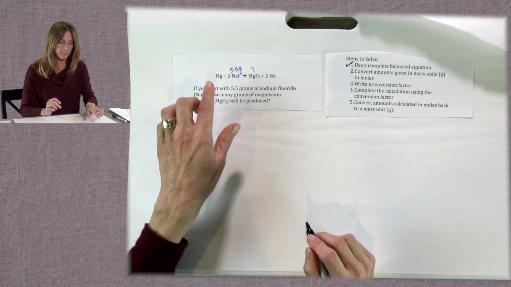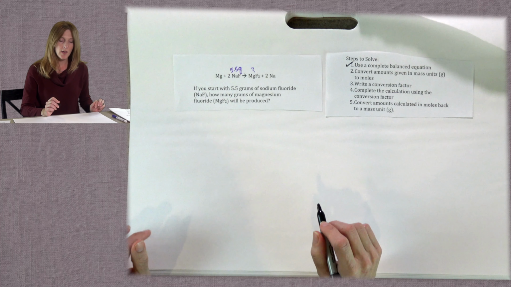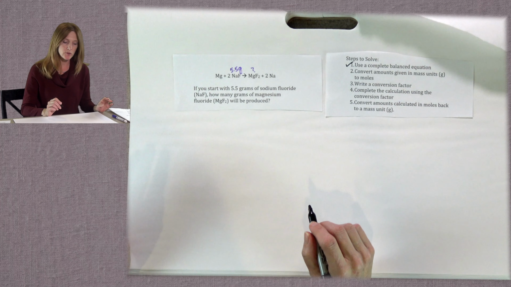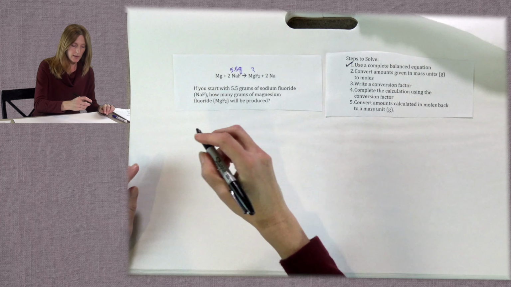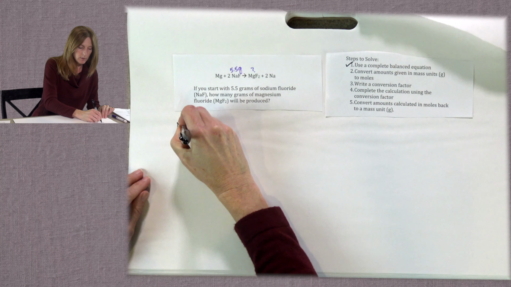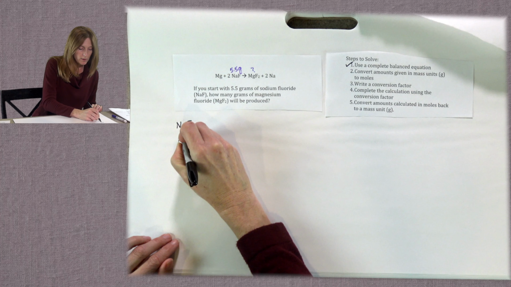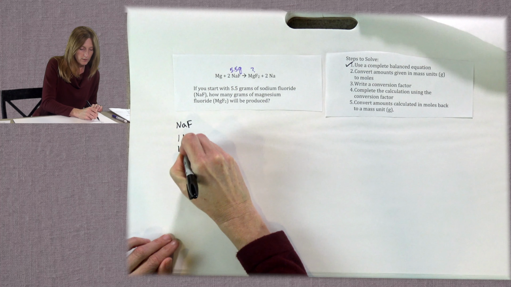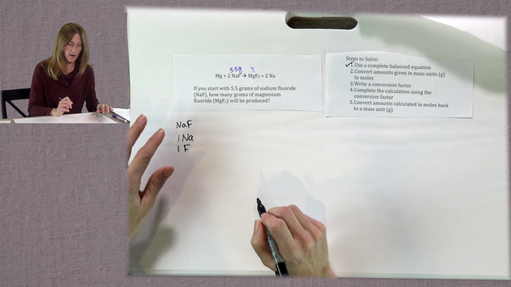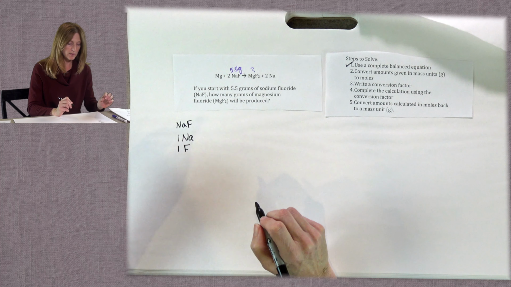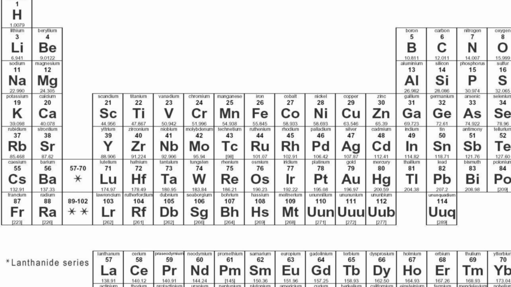So we need to convert our 5.5 grams of sodium fluoride to moles. As we did earlier in the semester, we talked about how to convert grams to moles. We need to add up the molecular weight of sodium fluoride. So sodium fluoride has 1 atom of sodium, 1 atom of fluorine. We go to the periodic table to find the molecular weight of each of these elements. Remember that the number underneath the element symbol is the molecular weight.